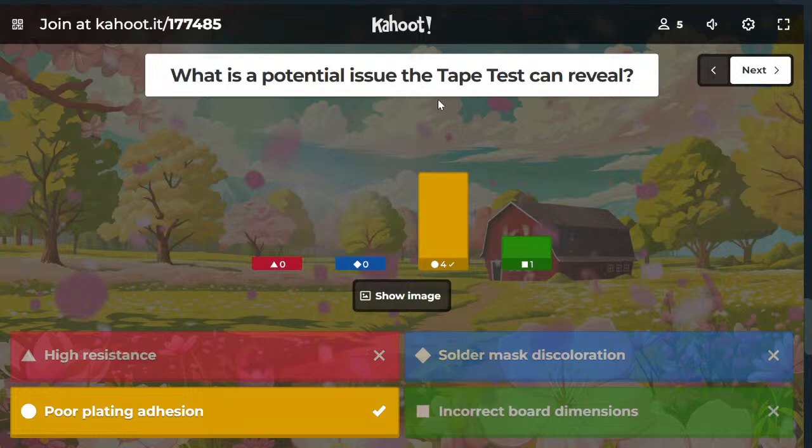So again, not incorrect board dimension. For board dimension, we can measure it with a normal measuring tape. Those who didn't attend the previous session, this would be different for them. There might still be a few people who are thinking rose means rose flower, isn't it? Those who did not attend the session where we discussed the rose test and tape test are still thinking it's a rose flower.